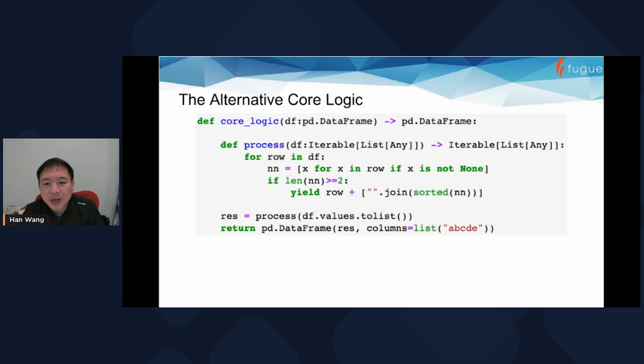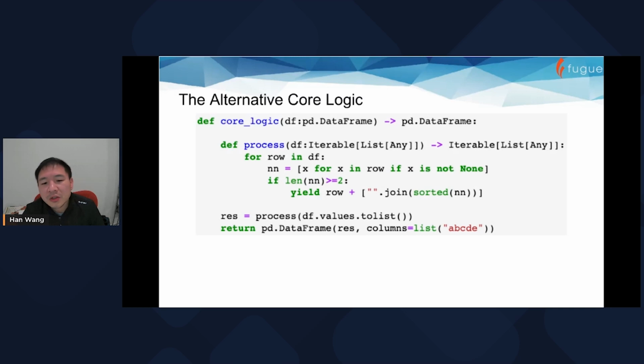With this assumption, you can see that the code is very simple and very expressive. And this code has nothing to do with pandas. But the ugly thing is that in order to use this function, you have to convert the pandas data frame to a two-dimensional Python array, process it, and then construct the pandas data frame.